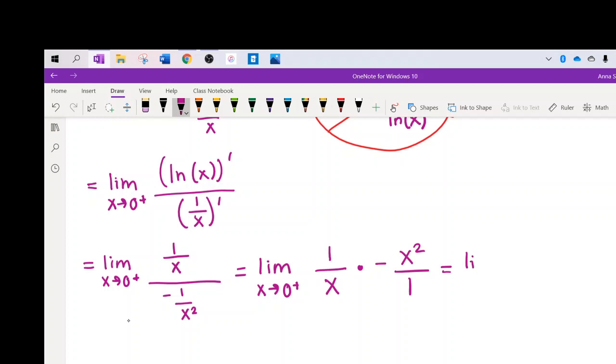And so that simplifies to the limit as x approaches 0 from the right of negative x, right? Because we have x squared on top and x in the denominator, so we're left with negative x. Anytime you're taking the limit as x approaches 0, from the left or the right, of x, positive or negative, your answer is always going to be 0.